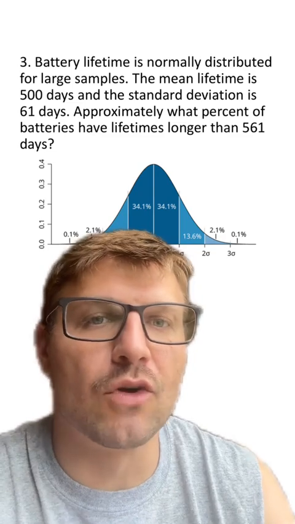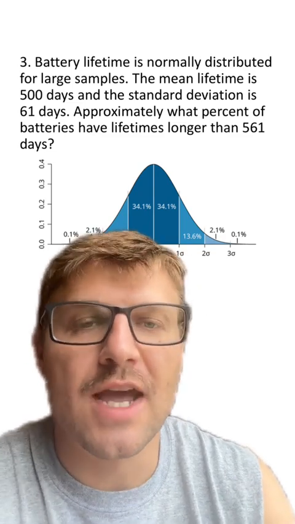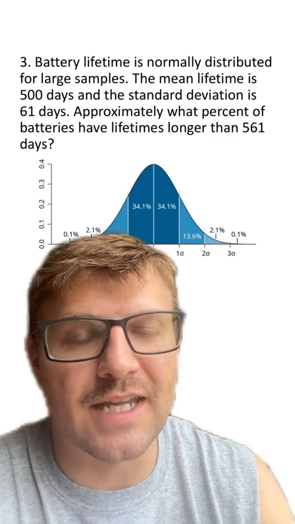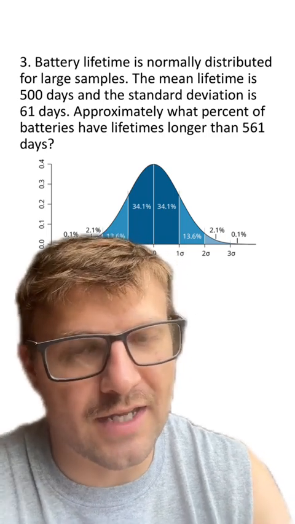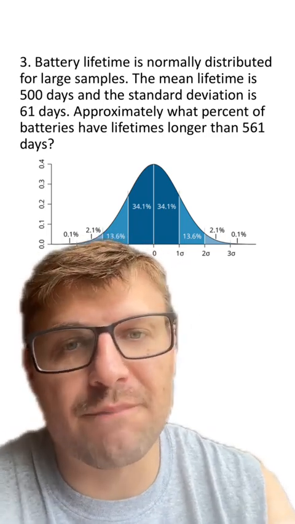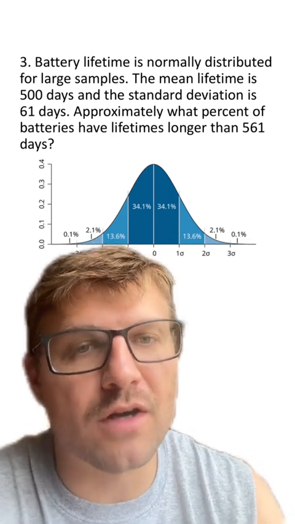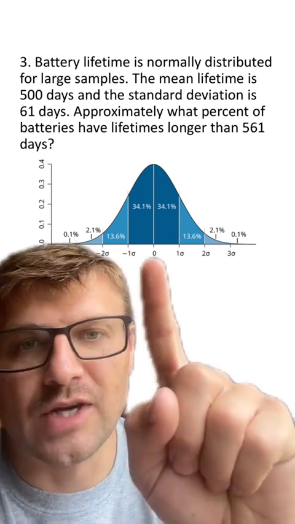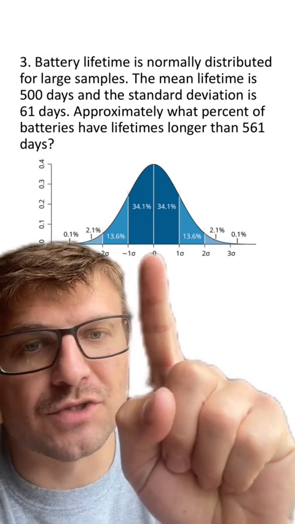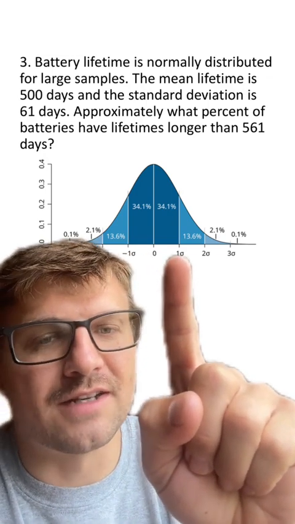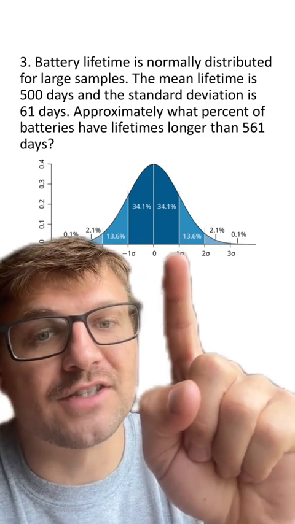Battery lifetime is normally distributed for large samples. The mean lifetime is 500 days and the standard deviation is 61 days. Approximately what percent of batteries have lifetimes longer than 561 days? Again, remember 500 days is the average, which is right here. +1 standard deviation is going to be 561 days.